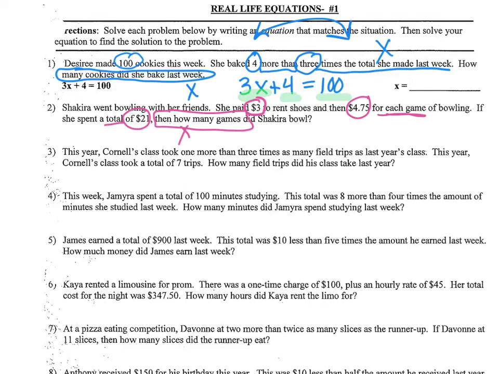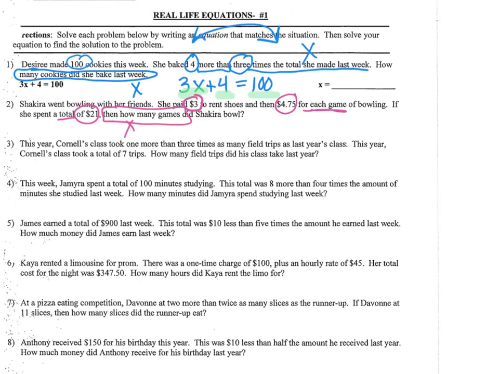They gave me the total. So I've got part of the equation. I have equals 21. I know she spent that much money. So then she paid $3 to rent shoes and $4.75 for each game. So which of those numbers should be attached to my variable? The variable is representing how many games. So $3 or $4.75? Which one of those has to do with the games? $4.75. So that means I would write 4.75x plus that $3 just for shoes.